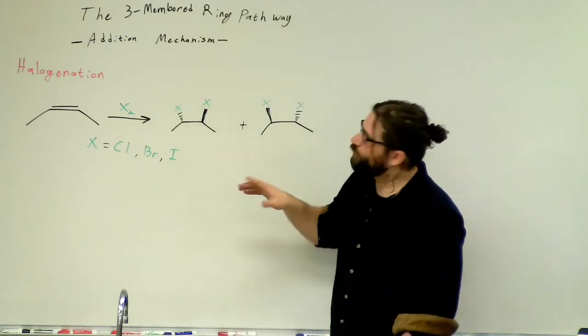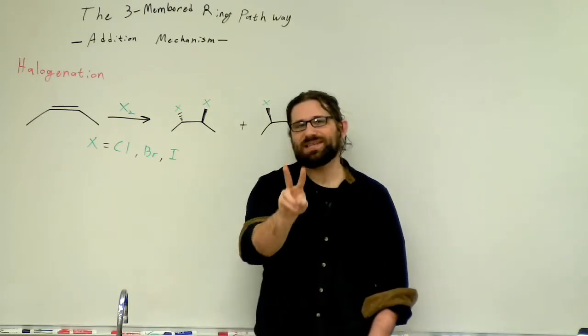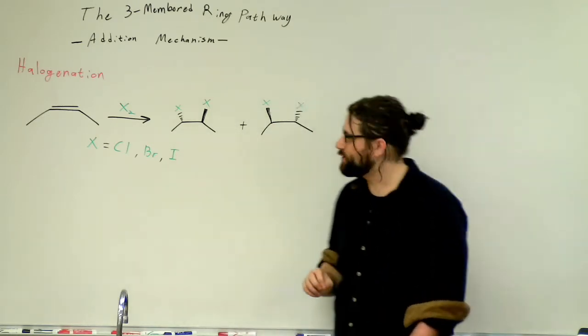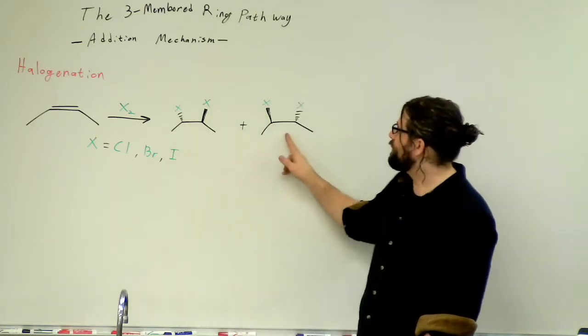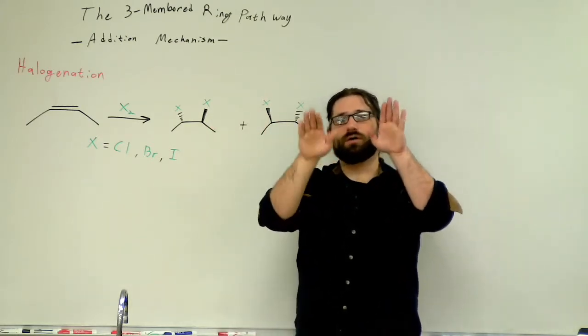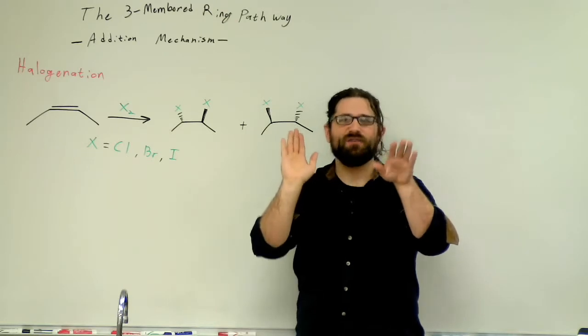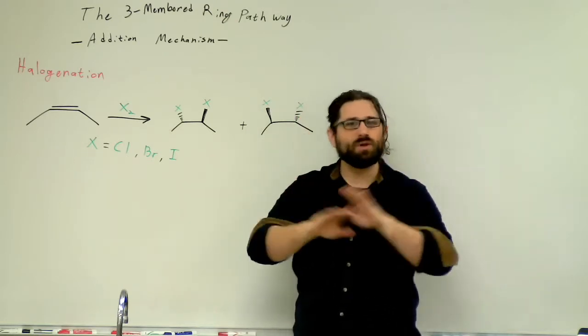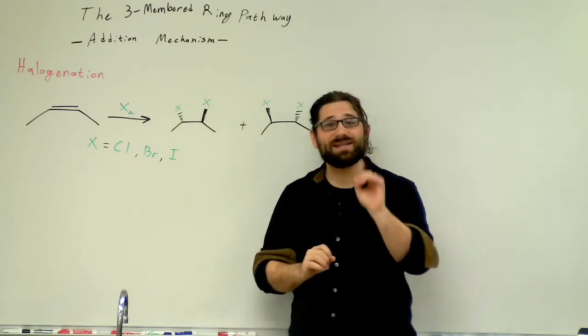But when I get products, I'm going to get two distinct stereospecific products. Both are going to be in the anti-configuration. So one of them will be forward, the other will be backwards, or the other way around. I cannot have both forward or both backwards. That will not happen. So I only get anti-products here.